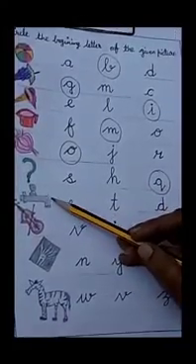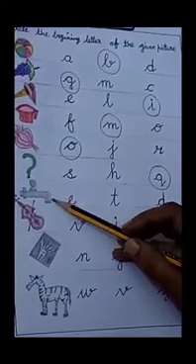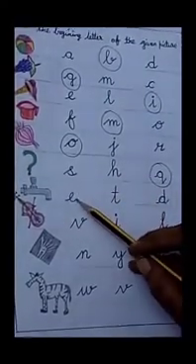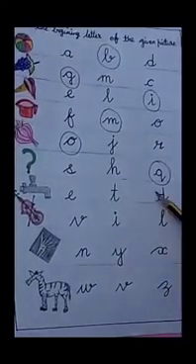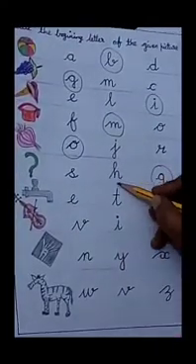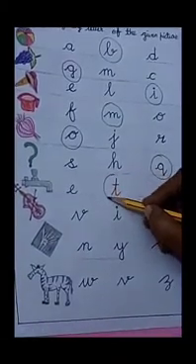What is this picture? It's a tap. What are these letters? E, T and D. What is the beginning letter of the tap? It's T. So we will circle the letter T.